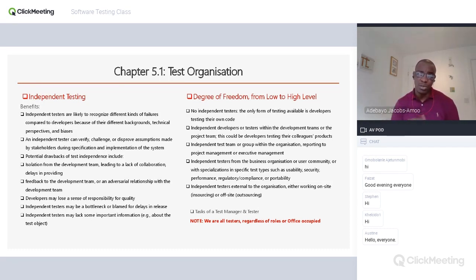I've listed here the benefits of independent testing. They can verify, challenge this. They can do everything themselves. They are the tester, they are the test manager, they are the test lead, they are the test team. Actually, it's a one-man testing. So they would be responsible to do everything.